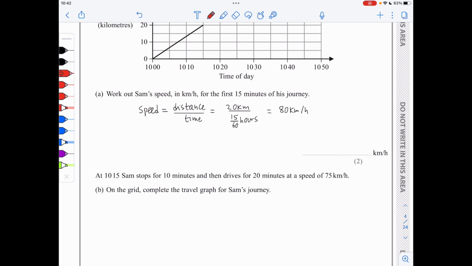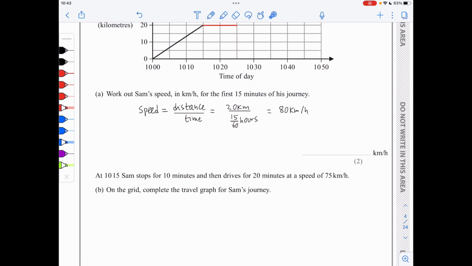In part B, we are told that at 10:15 Sam stops for 10 minutes and then drives for 20 minutes at the speed of 75 kilometers per hour, and we need to complete the travel graph. So I will start by drawing a horizontal line for 10 minutes. This is the duration of time for which Sam stopped, so between 10:15 and 10:25.